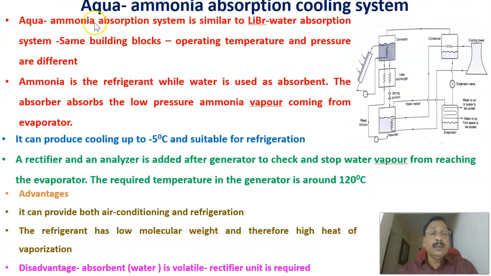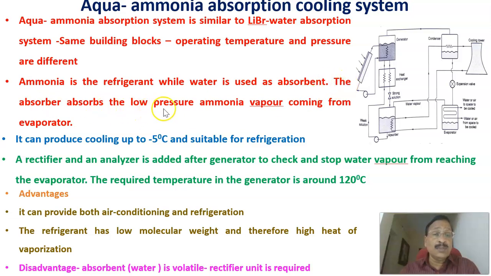Now let us see another type of absorption cooling system, that is the aqua ammonia absorption cooling system. The aqua ammonia absorption system is similar to the lithium bromide water absorption system. The system works in the same fashion with the same building blocks, but operating temperatures and pressures are different. In this case, ammonia is the refrigerant while water is used as the absorbent.